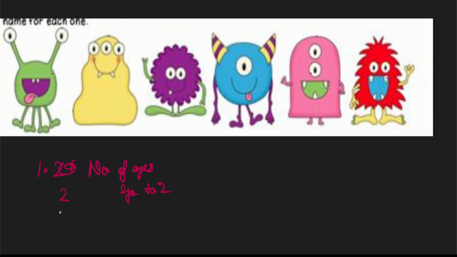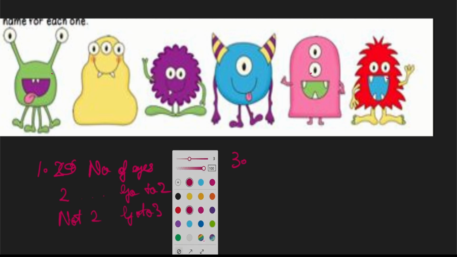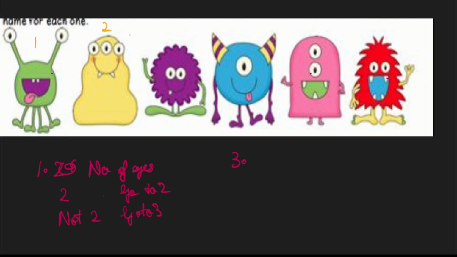And not 2, go to question 3. Let's just do question 3 now and get that out of the way. So this is monster 1, monster 2, or monster A, B, C, D, E, F. So question 3 will pertain to not two eyes. That's monster B and monster D. So now again, you could ask the number of eyes.